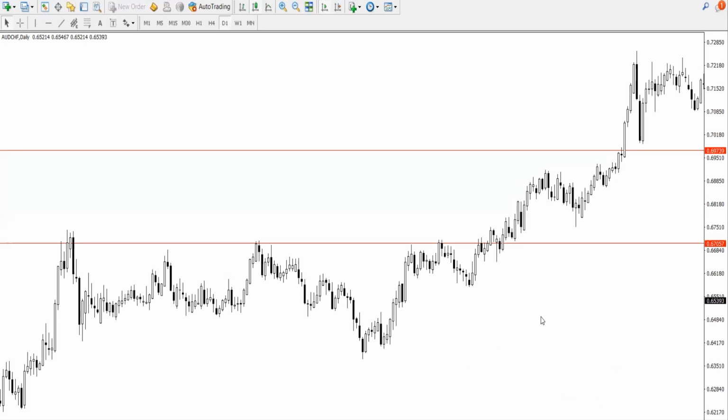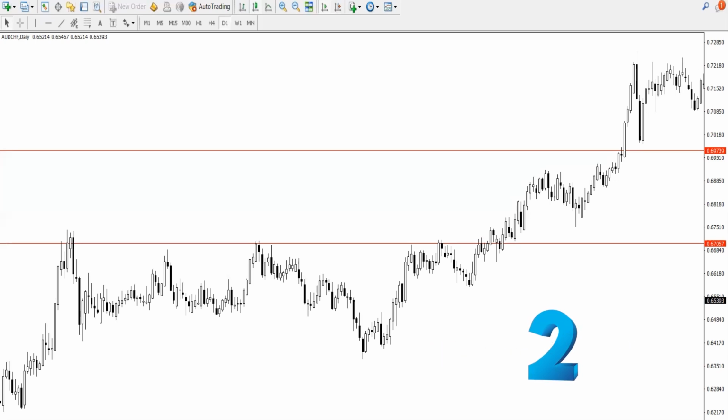Now, pin bars are best traded as a reverse signal. They can be traded as a continuation signal, but in my experience, the best pin bars to trade are what I call a reverse pin bar. And I'll get onto that in a moment.